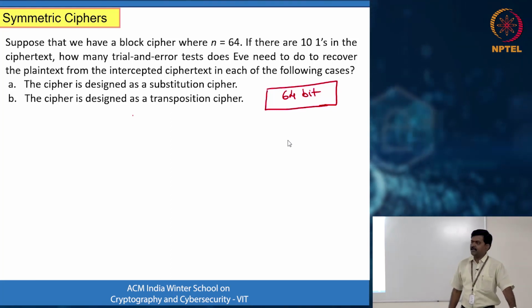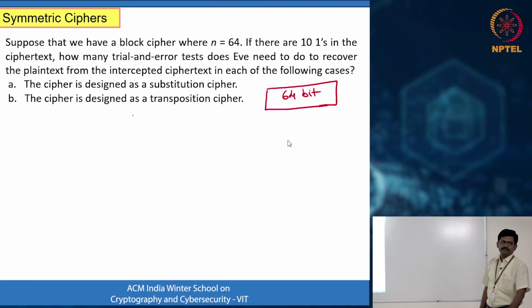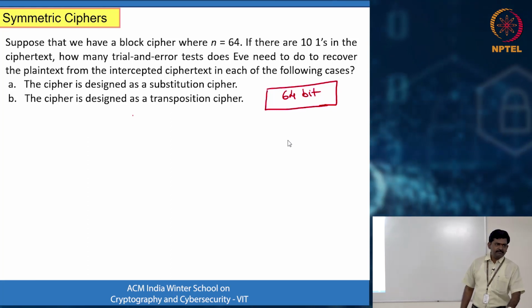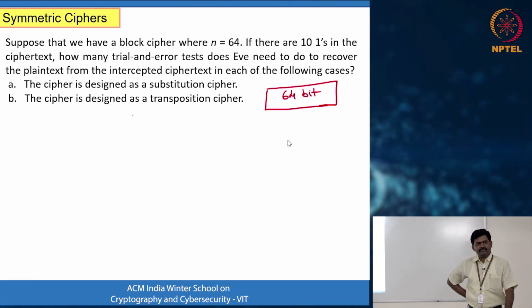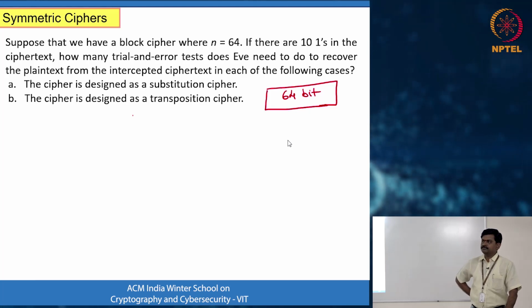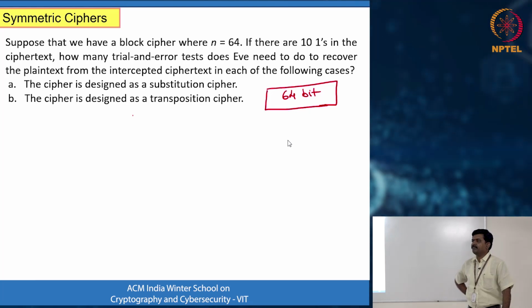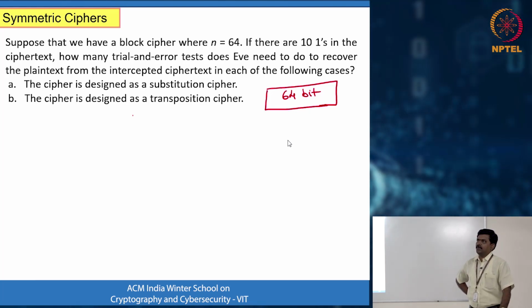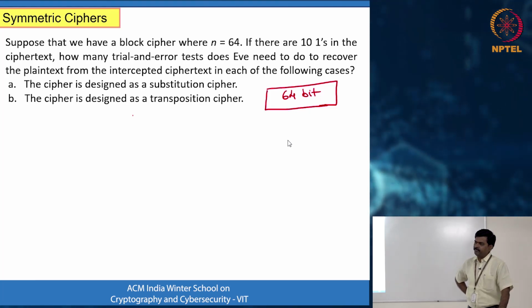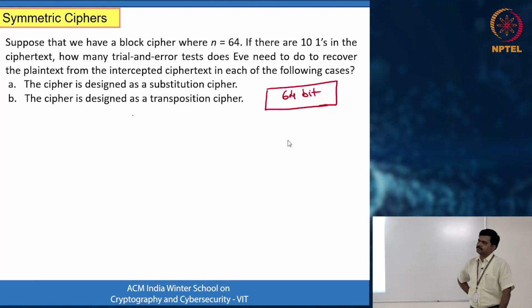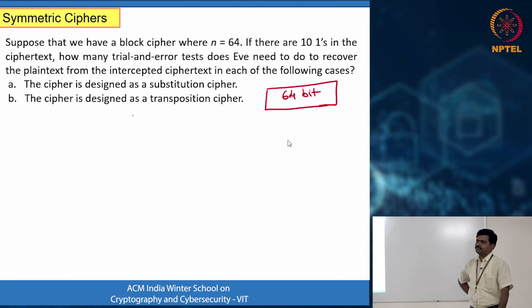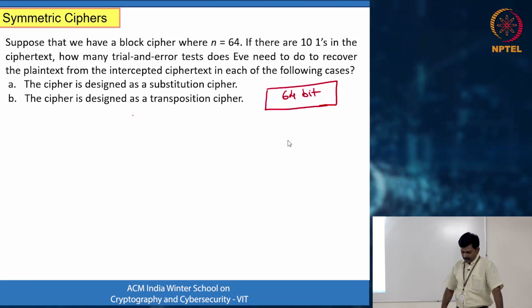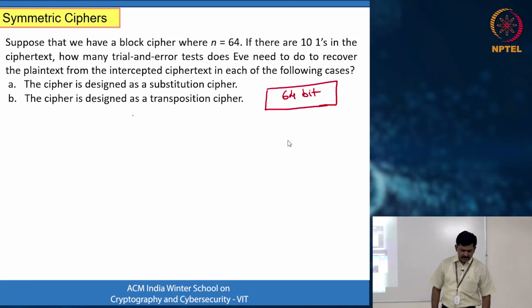So how do you do that? Any answers, by the way? 64? 64C10 for substitution cipher. Okay. What about transposition? Sorry? 2 power 64. Okay. When you say 2 power 64, why? Okay. What happens in the case of transposition? Plain text? Okay. So keep this point in mind. We will discuss the solution later.